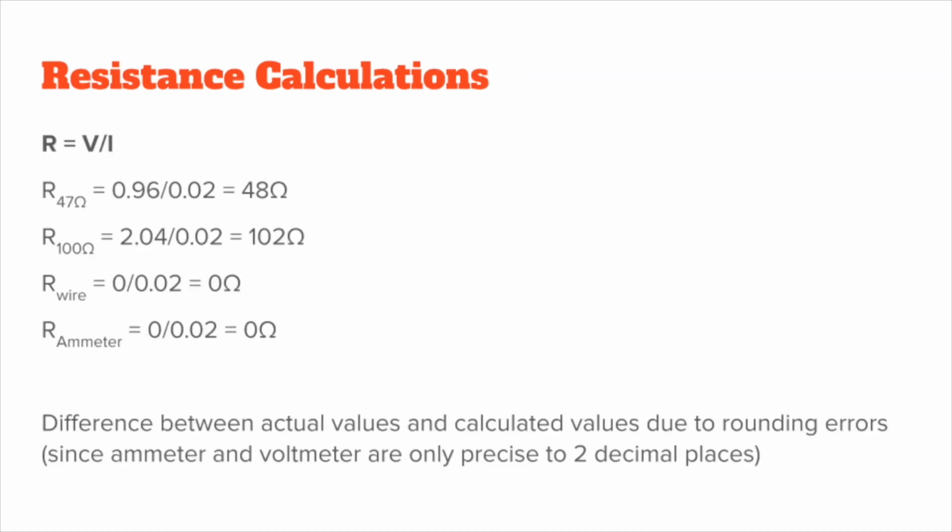Using the measured values, we can thus calculate the resistance of each of these resistors, for which we get 48 ohms and 102 ohms, while for the wire and ammeter we get 0 ohms. The difference between the actual values and the calculated values are due to rounding error, since the ammeter and voltmeter are only precise to 2 decimal places.